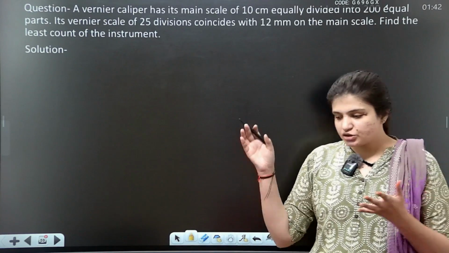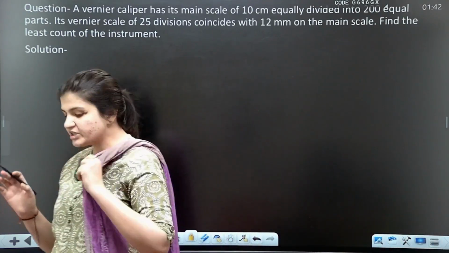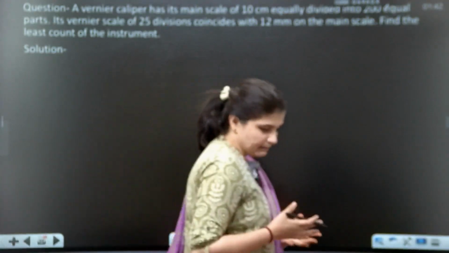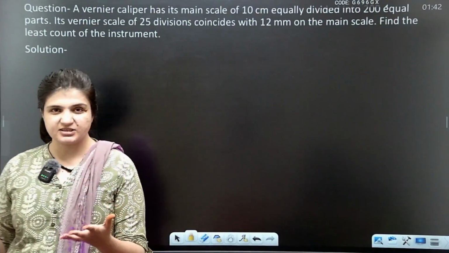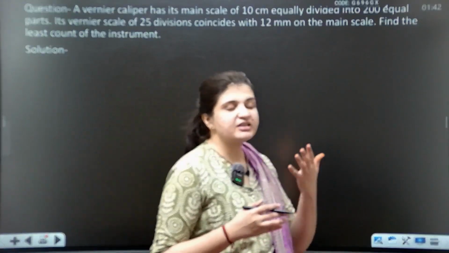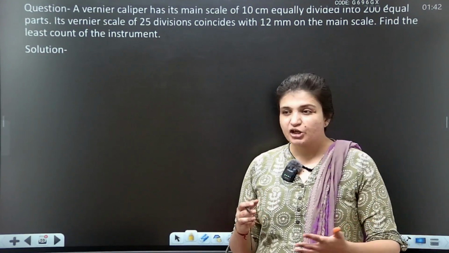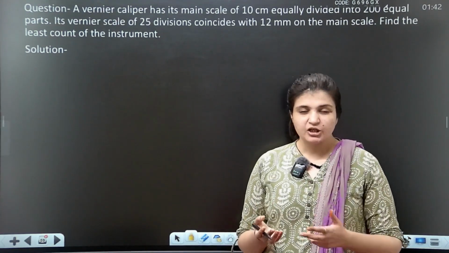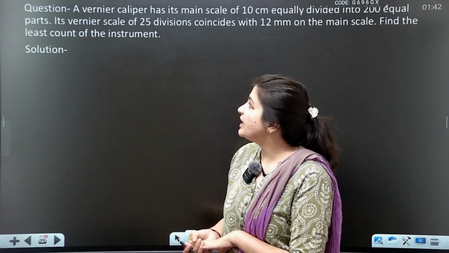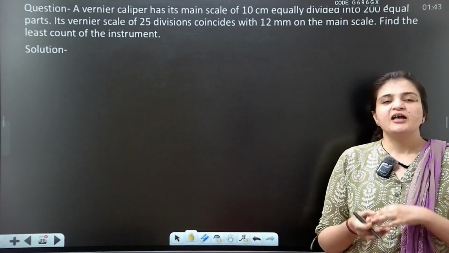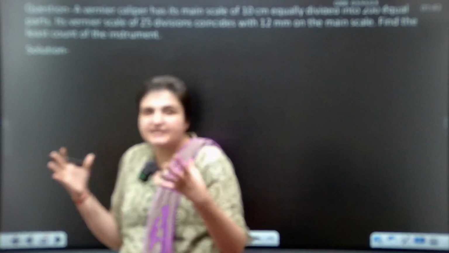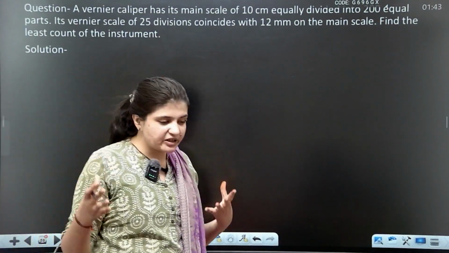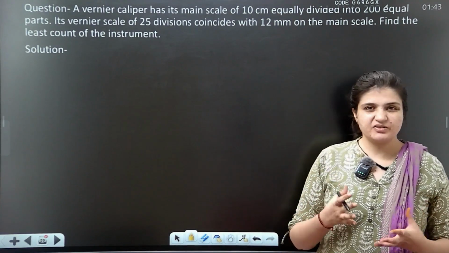Okay students, so we have gone through our first device, the vernier caliper. The vernier caliper is used to give more accurate answers, to measure length, diameter or depth more accurately. Now we will go through this numerical and understand in more detail how the vernier caliper helps in measuring values. So students, let's go in.